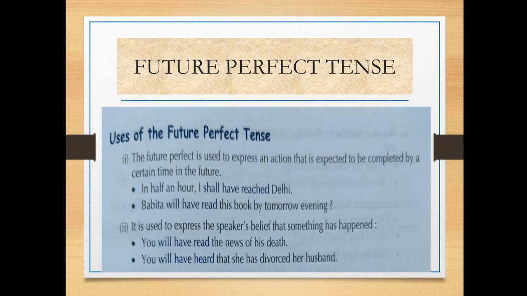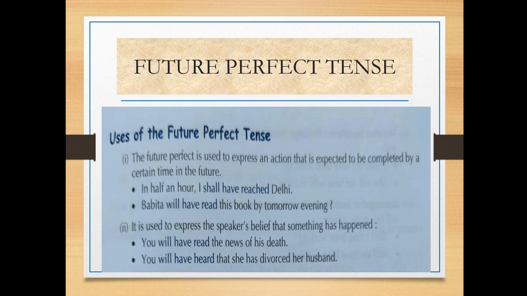Babita will have read this book by tomorrow evening, right? So what it says is that the action is expected to be completed by a certain time in the future. So in the next half an hour I shall have reached Delhi, and Babita, she will have read this book by tomorrow evening. So the action is in progress and is expected to complete by a certain time in the future. Let's see the second use.